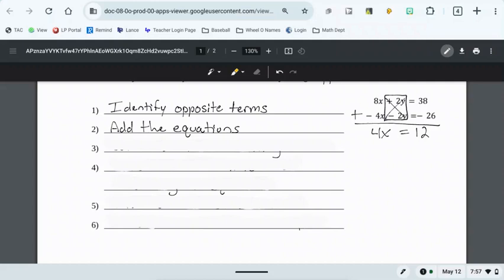Step 3. Solve for the remaining variable. Let's solve for x. That's the remaining variable, what's left over. We divide by 4 on both sides. x equals 3.